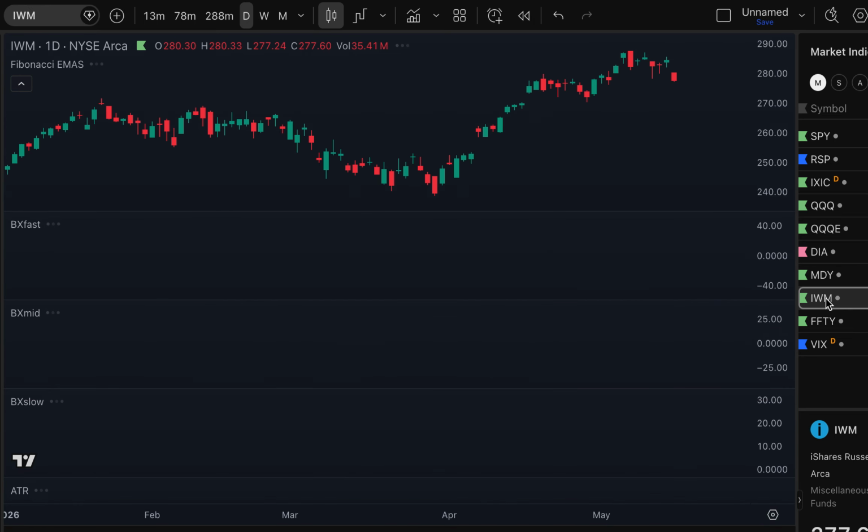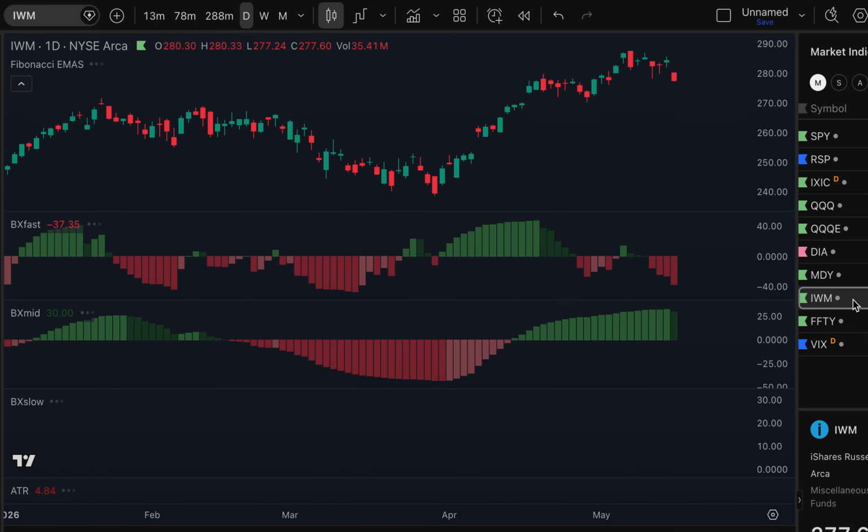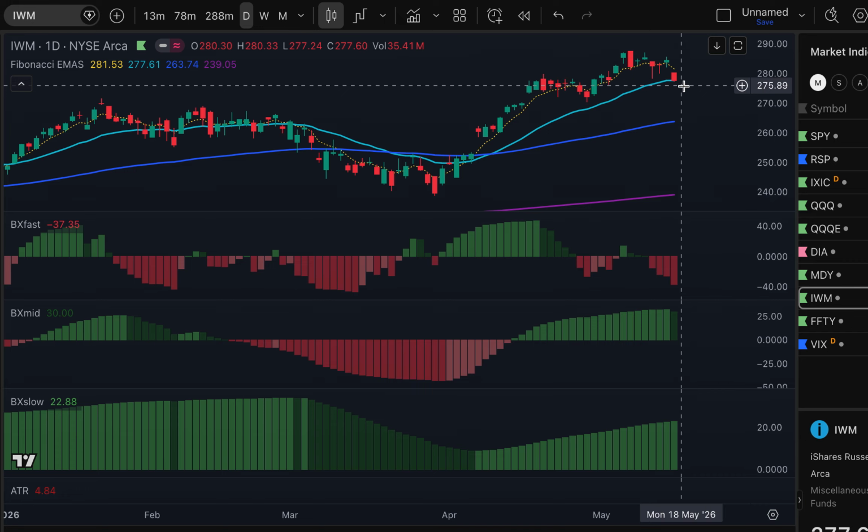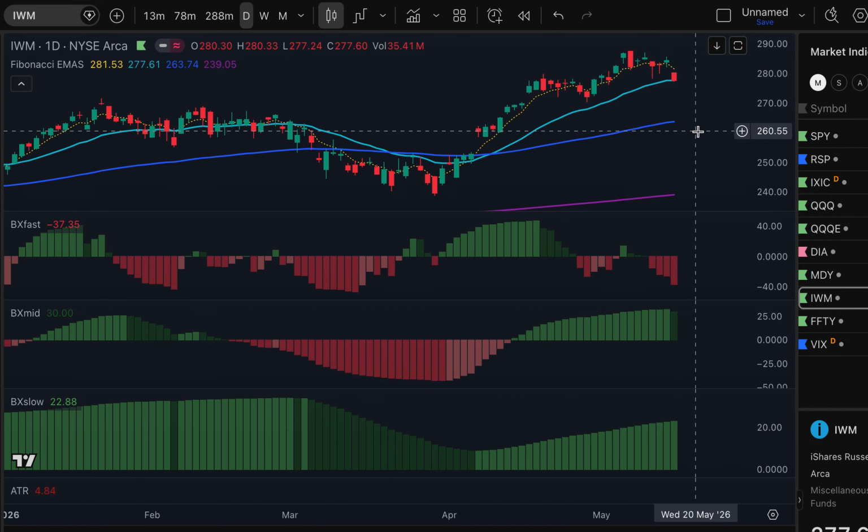The small-cap Russell 2000 Index, IWM, very similar. It closed right at the 21 EMA on Friday. So short-term momentum is fading. Midterm momentum is possibly beginning to fade, but the long-term momentum is still strong. So those are the major indexes that I keep an eye on each day to see how the market is doing.